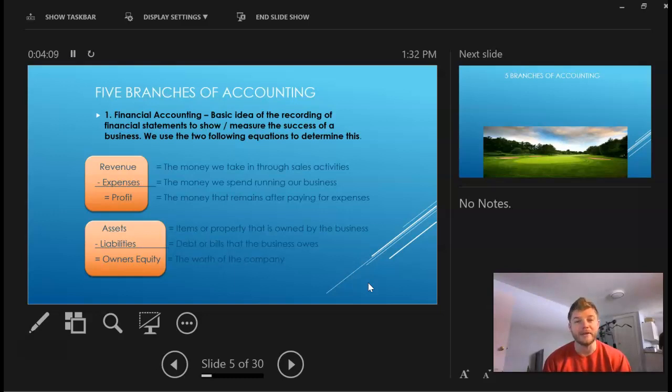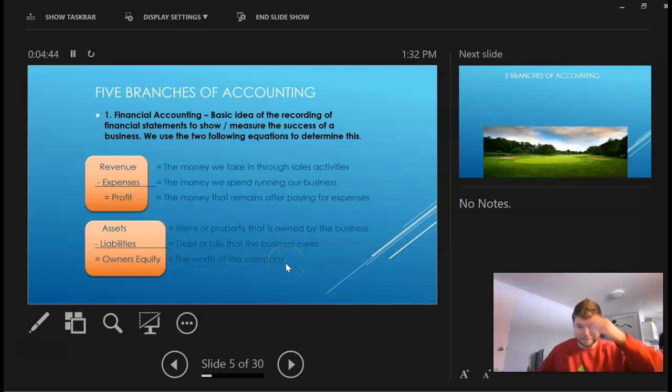And we know this by looking at income statements, which is the first bubble here. So this is an income statement: revenue, all the money we make through sales activities, minus expenses, the money it costs to run our business, equals our profit. And then our balance sheets, you have seen this. This is all the stuff that we own, items or property owned by the business, subtracting all the liabilities. So these are all the debts and bills that the business owes.